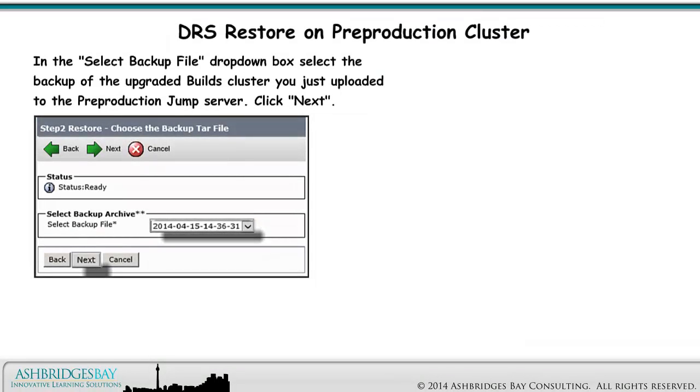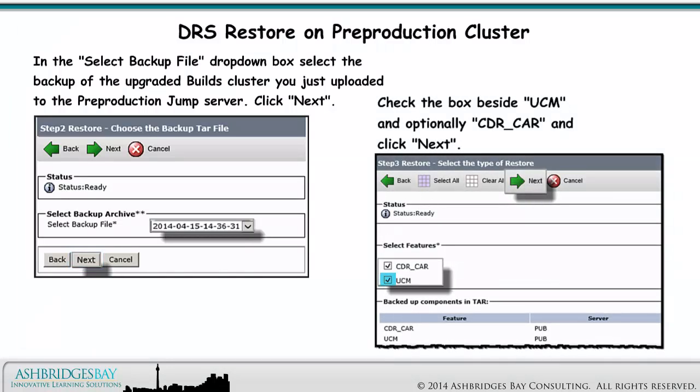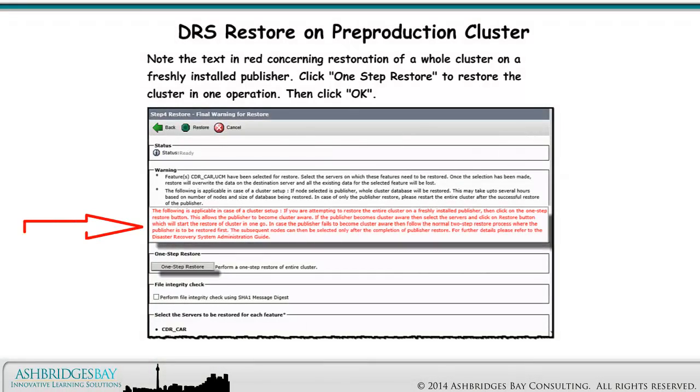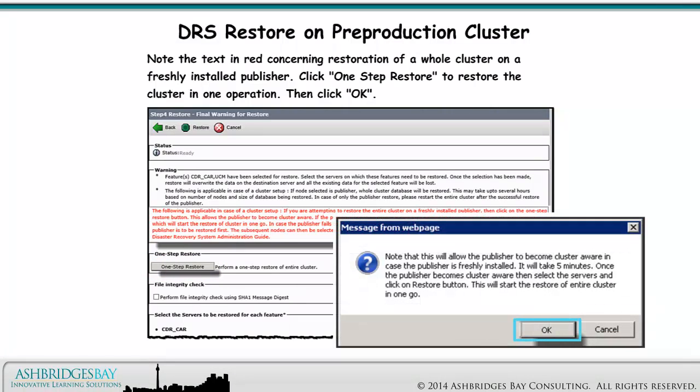In the Select Backup File drop-down box, select the backup of the upgraded builds cluster you just uploaded to the pre-production jump server. Click Next. Check the box beside UCM and optionally CDR/CAR and click Next. Note the text in red concerning restoration of a whole cluster on a freshly installed publisher. Click One-Step Restore to restore the cluster in one operation. Then click OK.